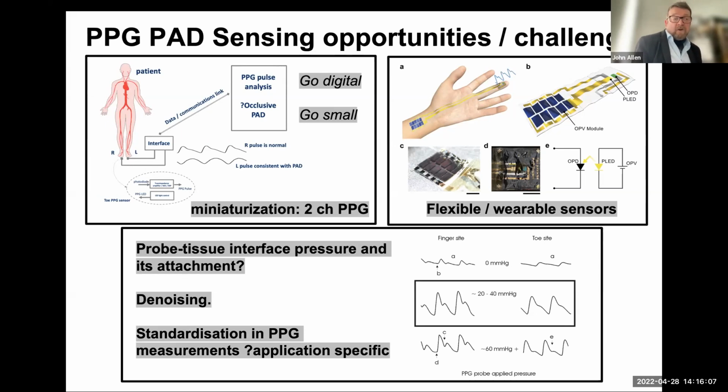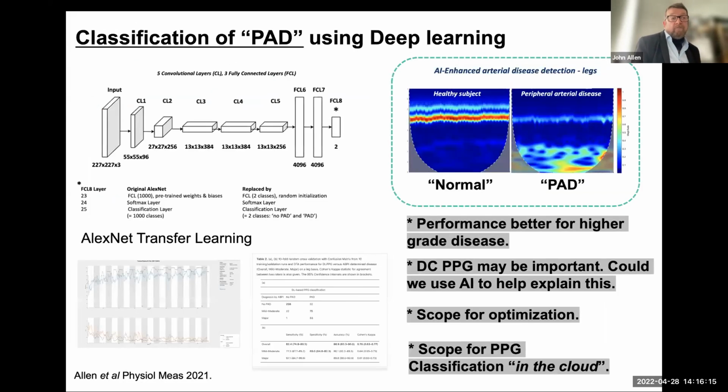Denoising of these signals, and also standardization in the measurements. Perhaps this should be application specific, say, have a standard for PAD, arterial disease assessment. Also, another area we've published in recently is looking at artificial intelligence, that's deep learning, to look at spectrogram images of recordings over a couple of minutes in health and also in PAD. And there are differences between these, and it actually can perform reasonably well.